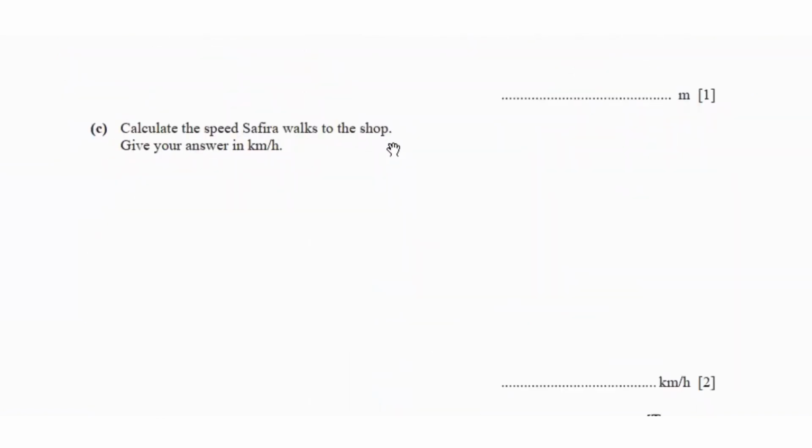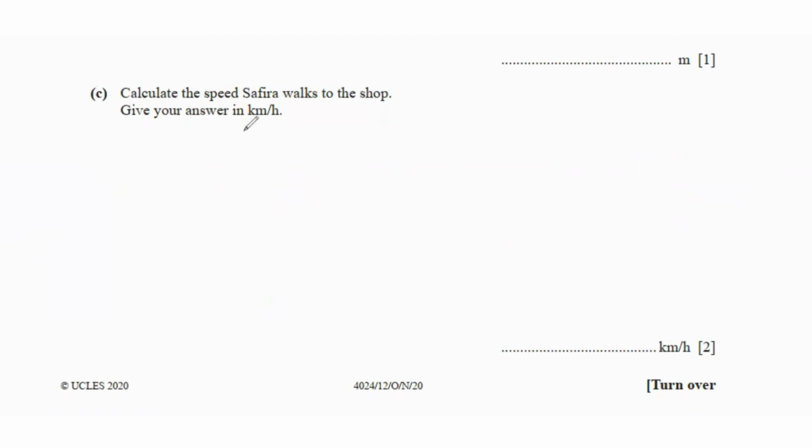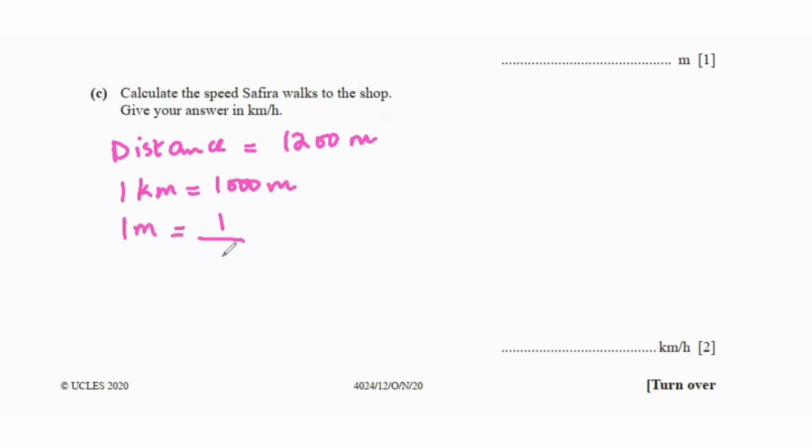Calculate the speed Safira walks to the shop. Give your answer in kilometers per hour. For the speed, we know the distance she covered is 1200 meters. Let's convert the meters into kilometers first. 1 kilometer is 1000 meters. 1 meter is going to be 1 over 1000 kilometers, because now we're going from a smaller to a bigger unit. So that's going to be 1200 over 1000, which is going to give us 1.2 kilometers.